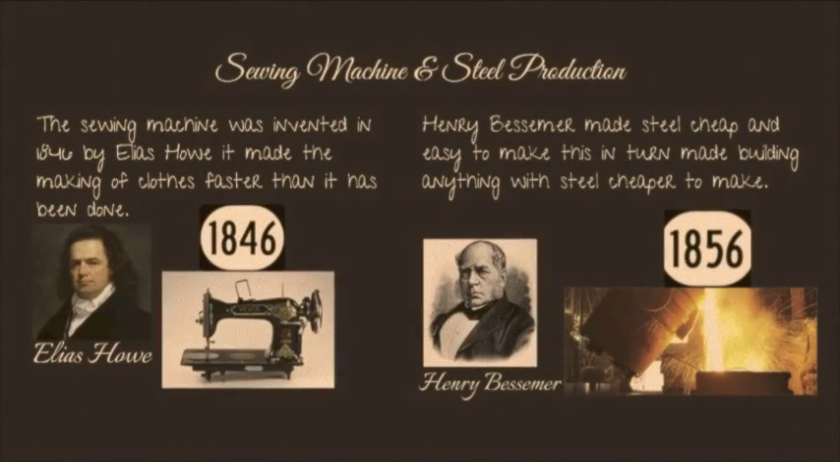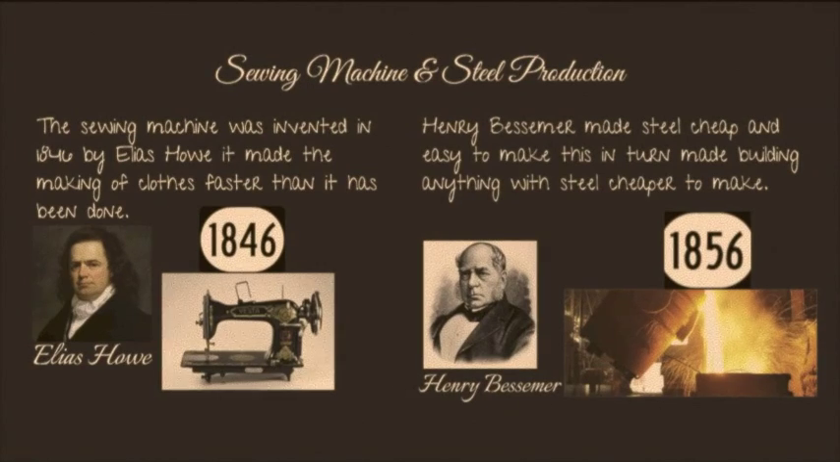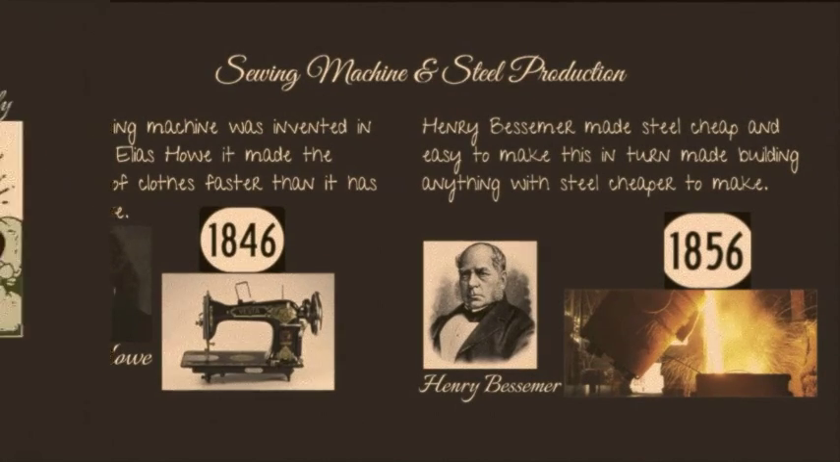Sewing machines and steel production. The sewing machine was invented in 1846 by Ellis Howe. It made the production of clothes faster than it has been done before. Henry Bessemer made the steel cheap and easy to make. This in turn made building anything with steel cheaper to make.